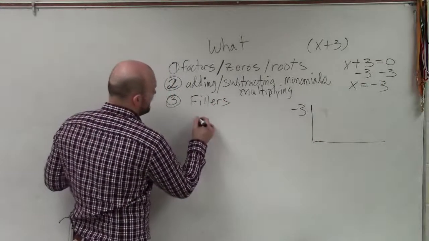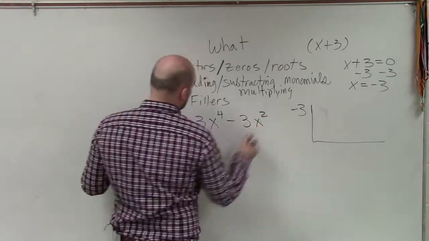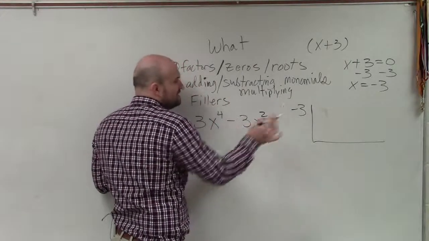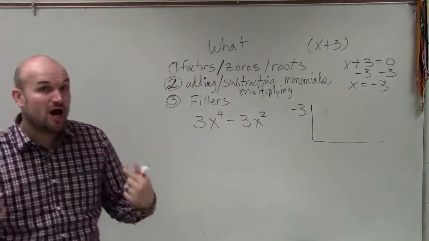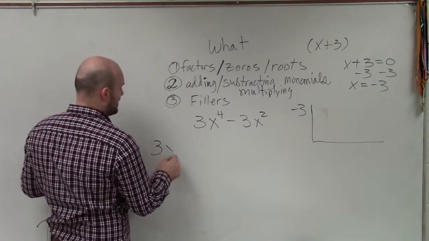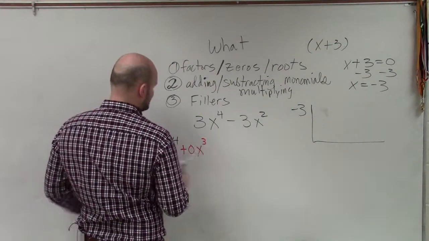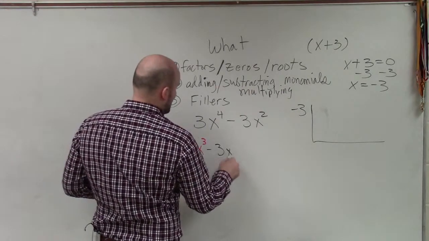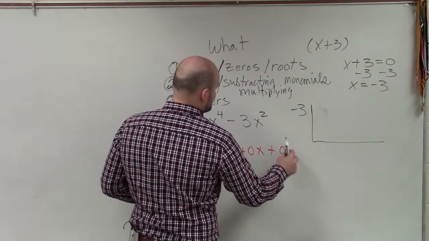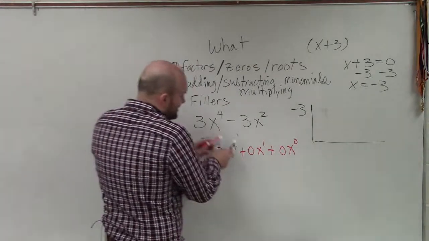For instance, if I had the polynomial 3x to the 4th minus 3x squared, it's important to understand that the terms with exponents 3, 1, and 0 are still part of this polynomial, except we don't usually include them. If I were going to write the full polynomial, I would write 3x to the 4th plus 0x cubed minus 3x squared plus 0x plus 0 times x to the 0. OK? So you can see I go 4, 3, 2, 1, 0.